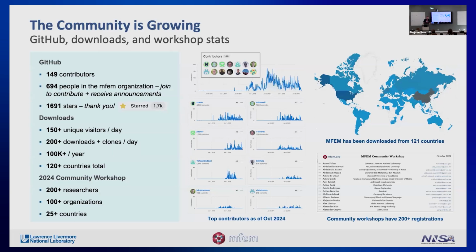We also periodically send announcements there. Almost 700 people there. That's the GitHub community. And then we're almost at about 1,700 stars, which, for a relatively niche mathematical project is actually quite successful. So we're happy with that. Some of the managers look at the stars, so it does make a difference.